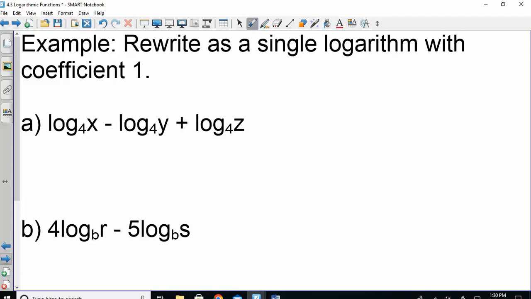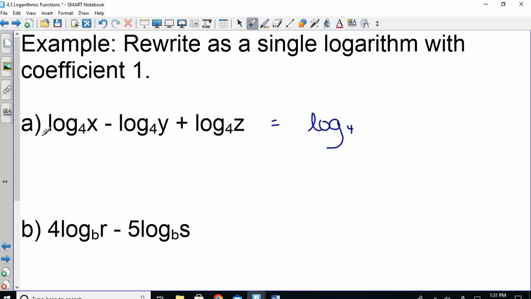So condensing, or rewriting as a single log, we are going to put these back together. And really all we're practicing with this is using these properties of logs, because they're going to be important when we solve equations with logs in a few sections. So that's all we're really doing right now. When I combine these, they're all log base 4.